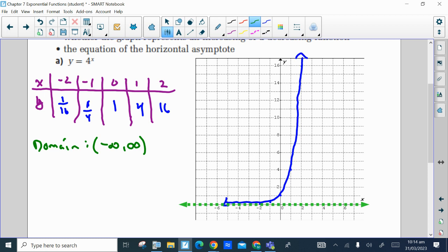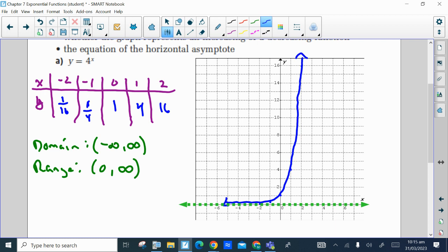Because the graph goes left and right forever, there are no restrictions on x. The range is that y is greater than 0, from 0 to positive infinity. And remember that the rounded brackets mean that the end values are not included. If they are, we use square brackets, but in this case, they're not.